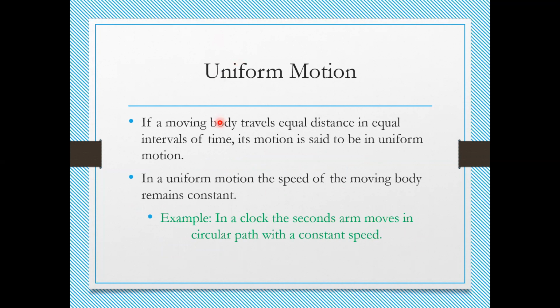What is uniform motion? If a body travels equal distance in equal intervals of time, its motion is said to be in uniform motion. I repeat, if a body travels equal distance in equal interval of time, its motion is said to be in uniform motion. In a uniform motion, the speed of the moving body remains constant. An example is a clock. In a clock, the second arm moves in a circular path with a constant speed.